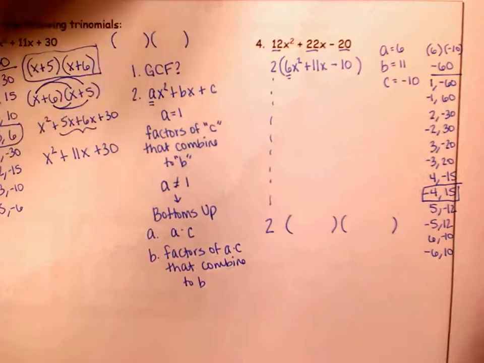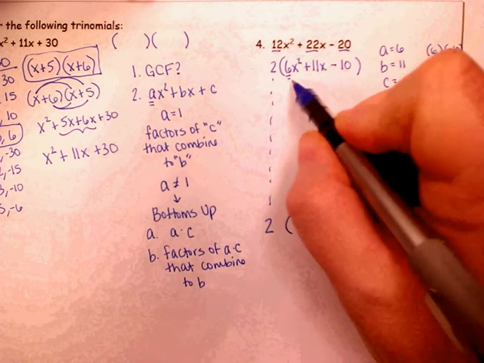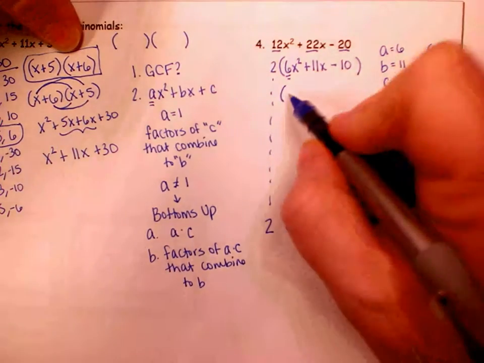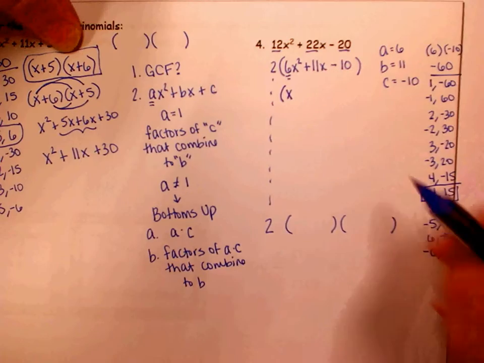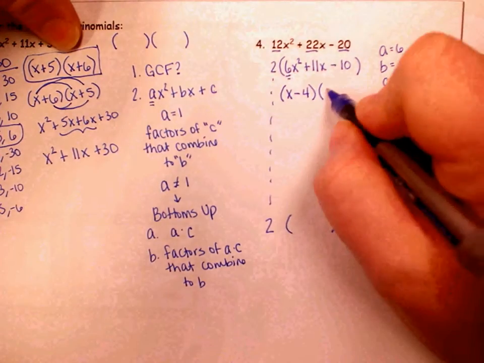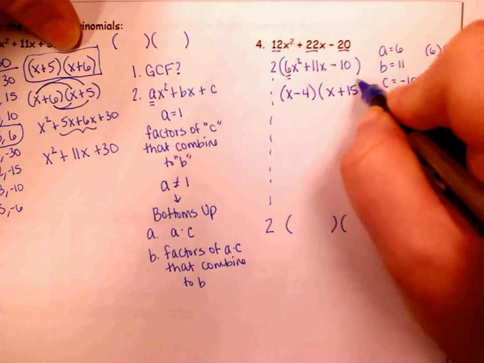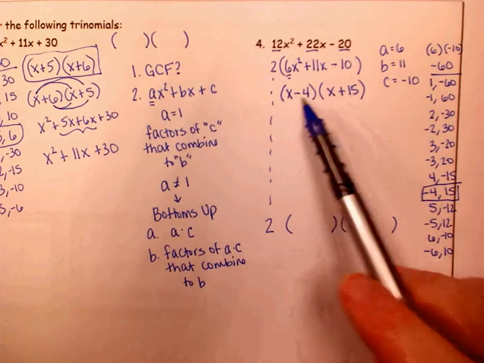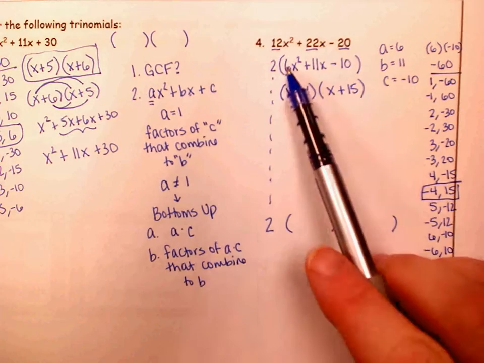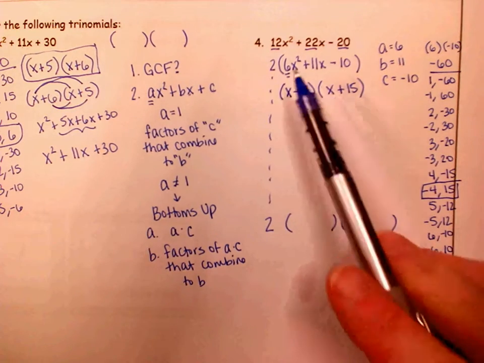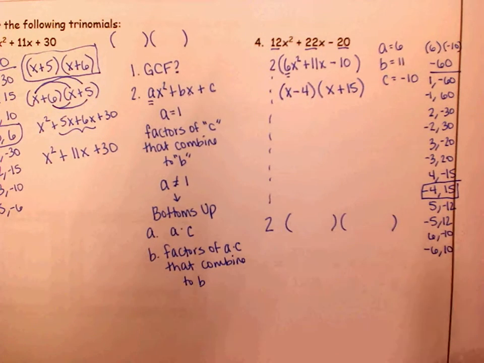So I'm going to begin by writing this as factor pairs like I did the x plus 5 and the x plus 6, but I'm going to be using a negative 4, so I'm going to write x minus 4, and a positive 15, so I'm going to write x plus 15. Now, obviously I'm not finished. If I multiplied these two binomials together, I would not get 6x squared plus 11x minus 10. X times x is not 6x squared. So that's just a part of the process.